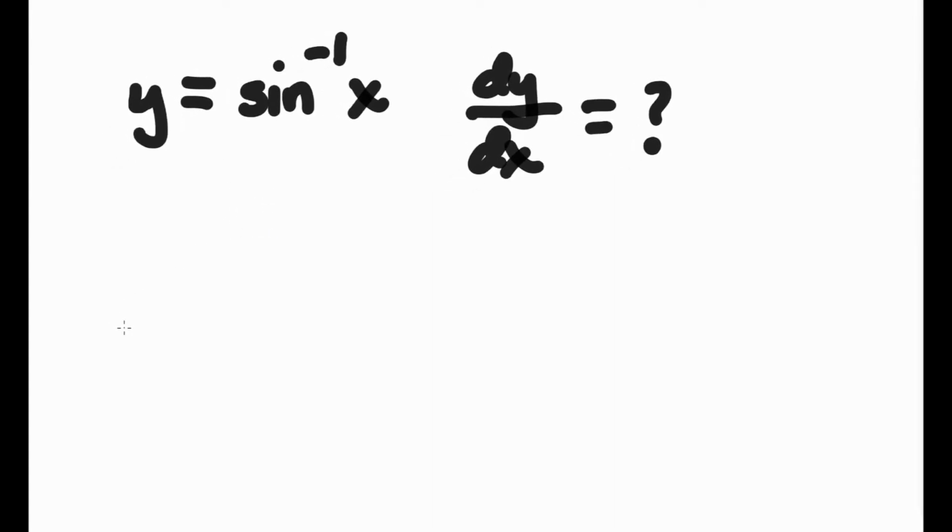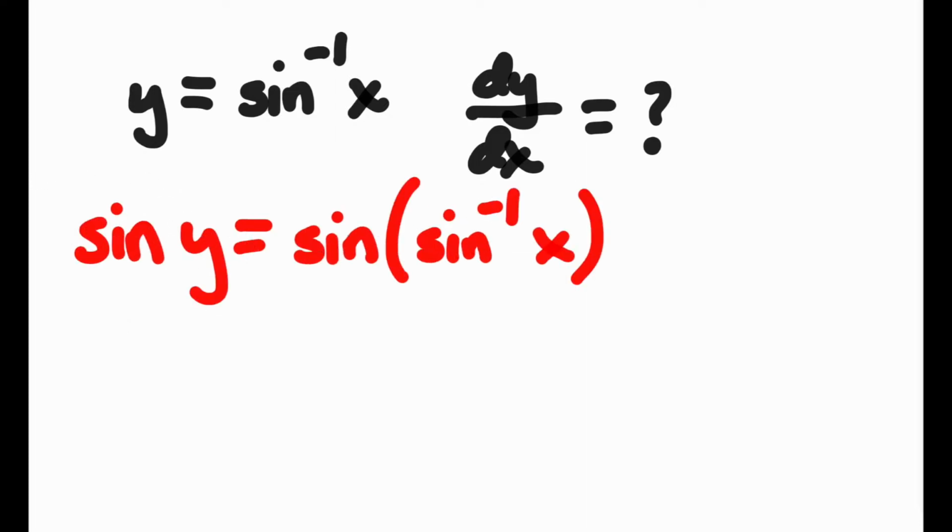All right, the first step that we're going to do here is I'm going to take the sine of both sides. I'm going to do that real quick. All right, so the sine and inverse sine are going to cancel, and you end up with something like this.